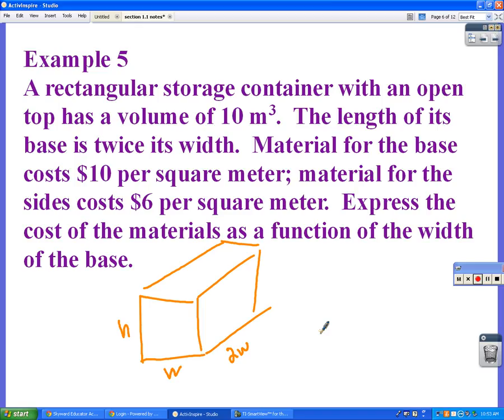Now that we have a picture, can you answer the problem? Just figure it out. Material for the base costs $10 per square meter. What's the area of the base? 2W squared. So 2W squared times 10 plus... oh, we can figure out the height. You guys are right. I forgot they gave us the volume, so we don't need to introduce that second variable. So what's the height?